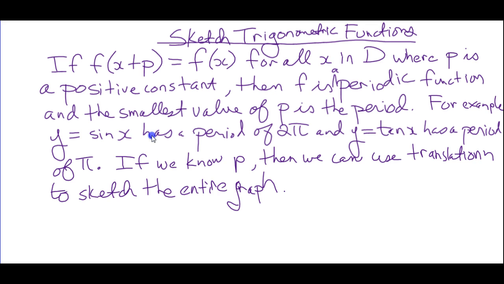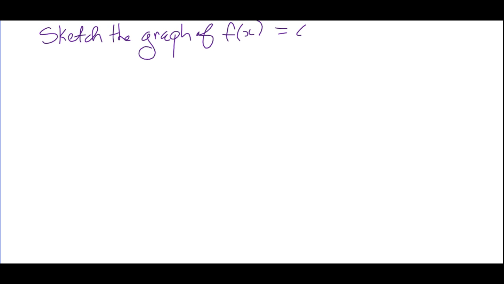So let's sketch one. Let's sketch cos x over 2 plus sine x. Let's figure it out. I'm going to do the A, B, C, D, E, F, G, H steps, right?